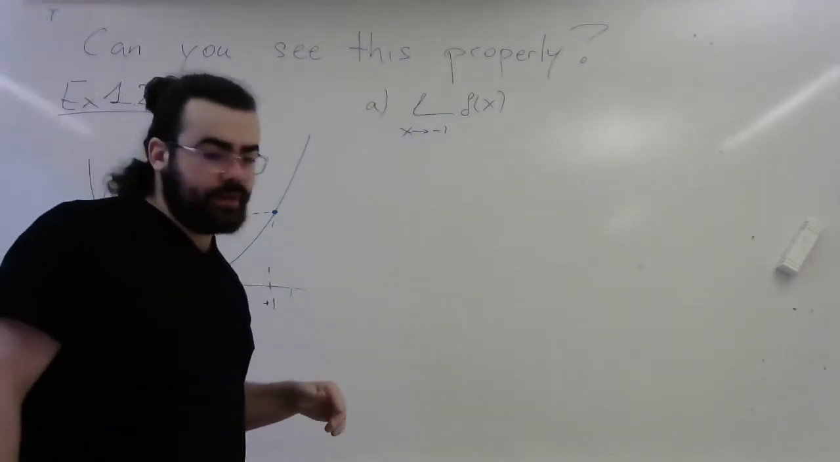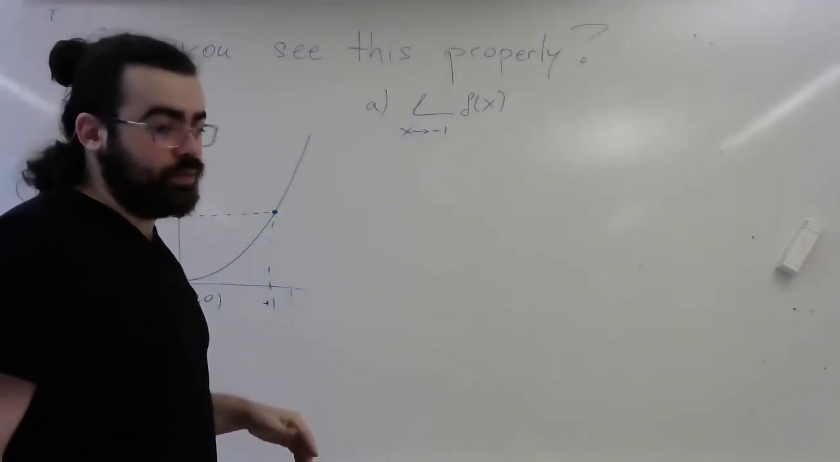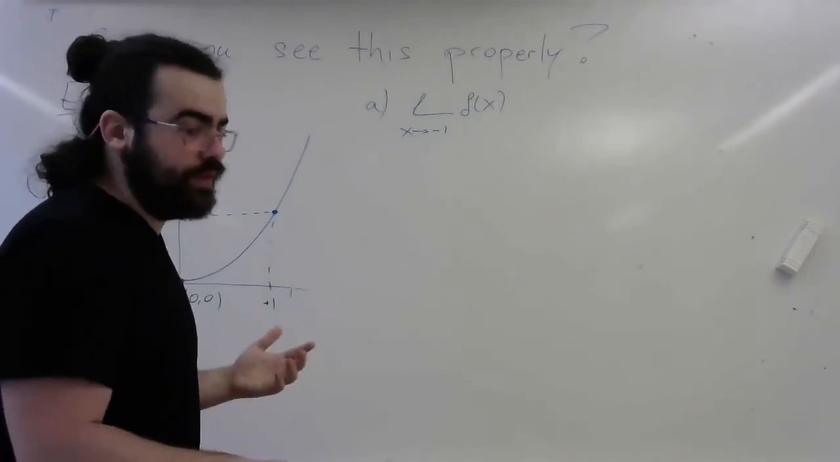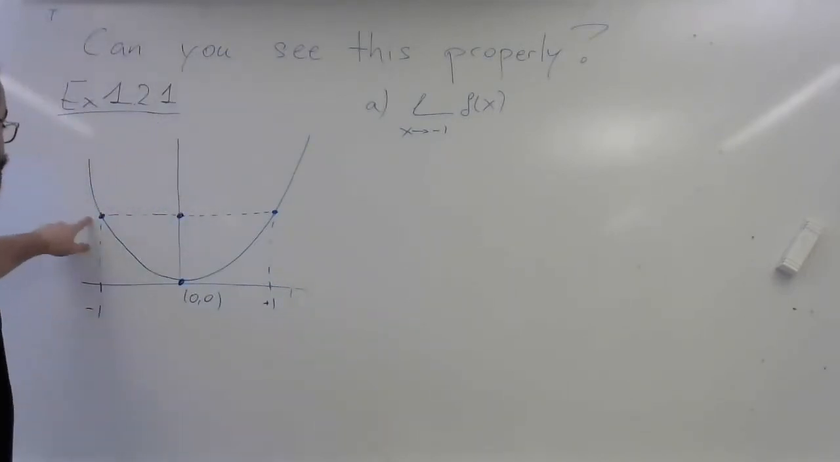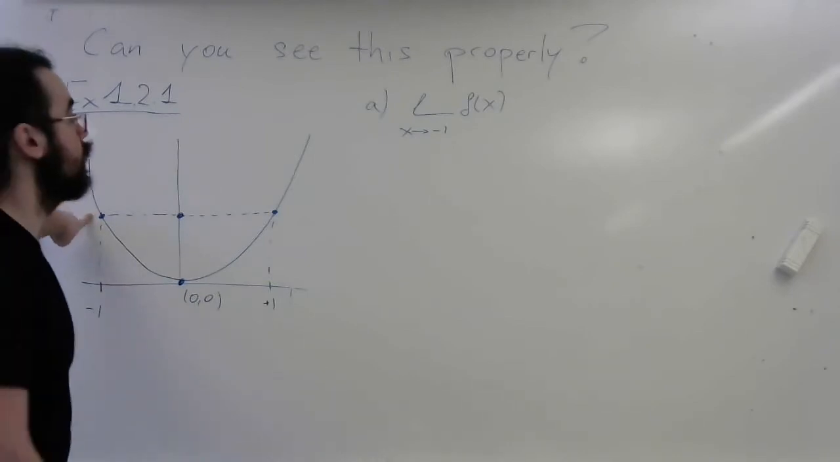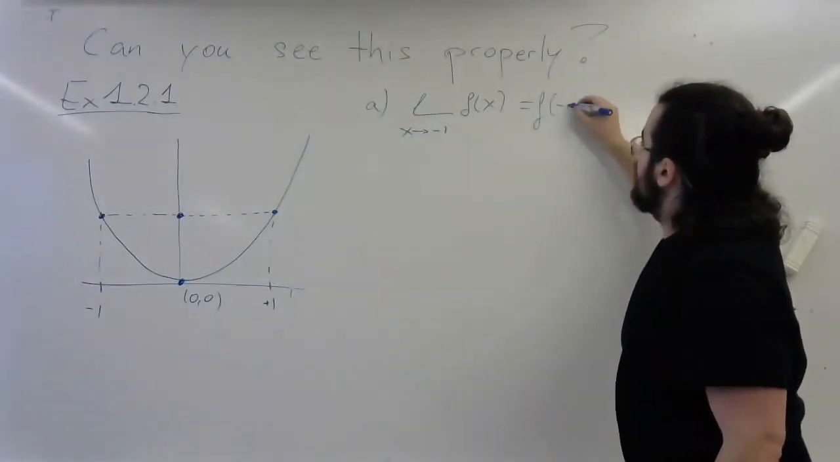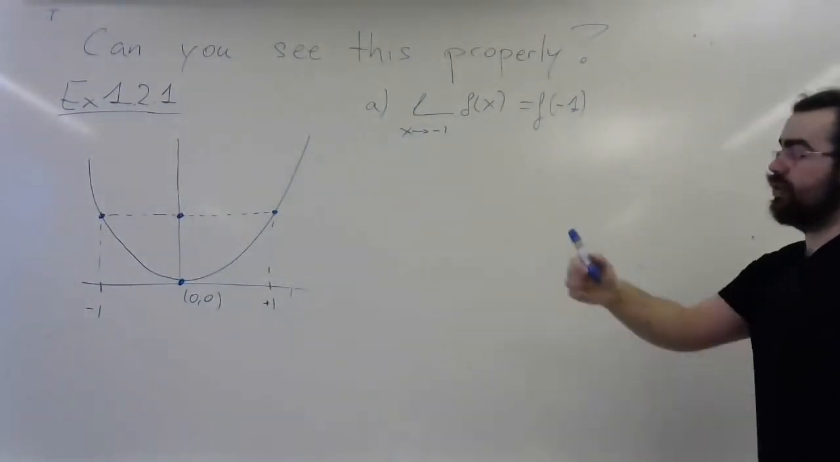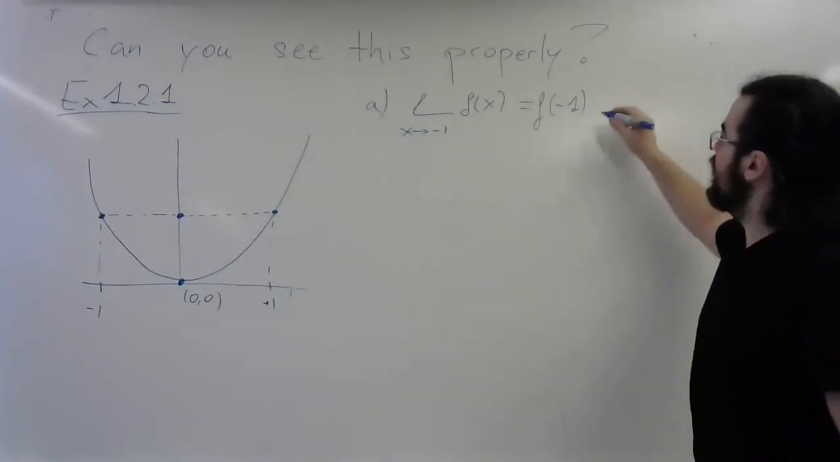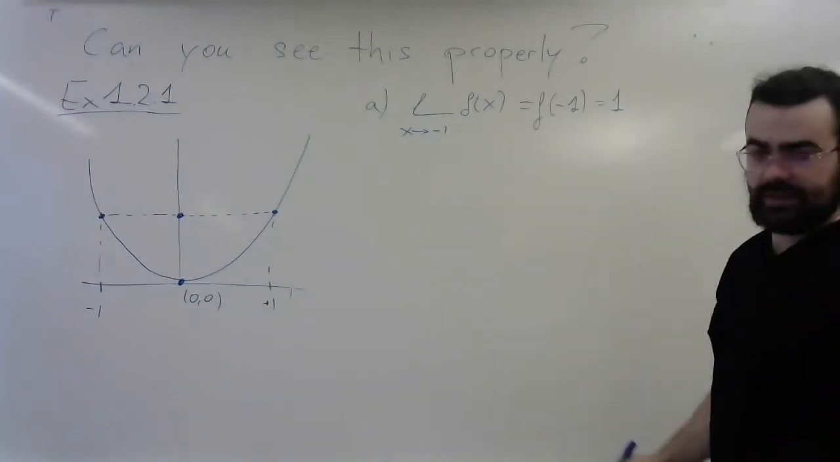The limit of a continuous function in a point where it's defined is the value of the function. So we check that the function has a value at x equal -1. And what we have is that this is the function evaluated at -1. And as we are seeing in the graph, this is 1.